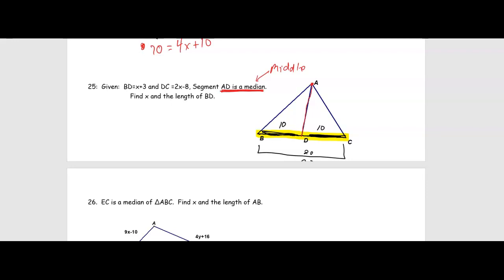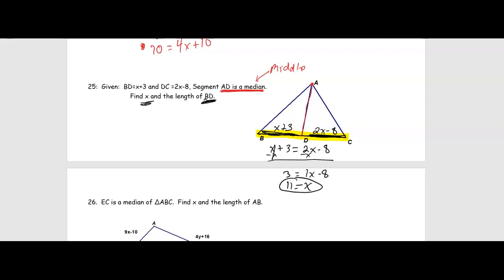So using that information with the information that you were actually given, what we were given is BD is x plus 3. DC is 2x minus 8. Those two segments are equal to each other. They have to have the same length. So we would set them equal to each other. We're looking for both x and the BD. So if I now solve this for x, let's subtract x from both sides. So we get those to cancel. 3 would equal 1x minus 8. Add your 8 over. That's our x value.